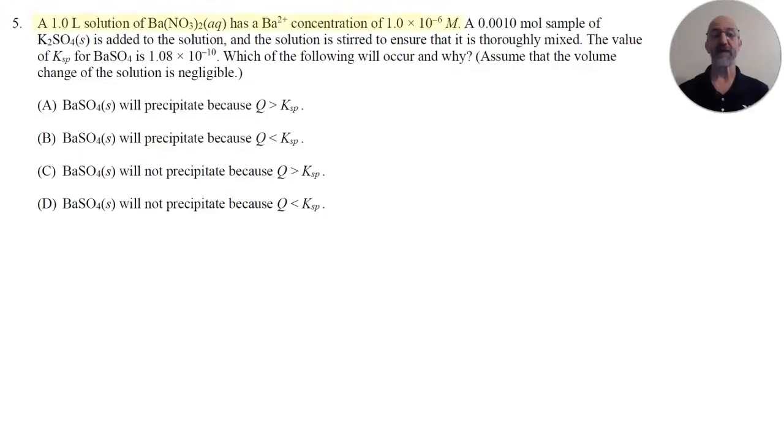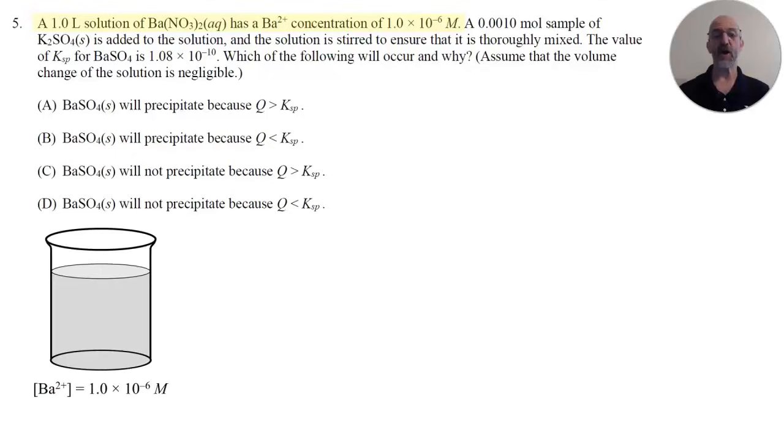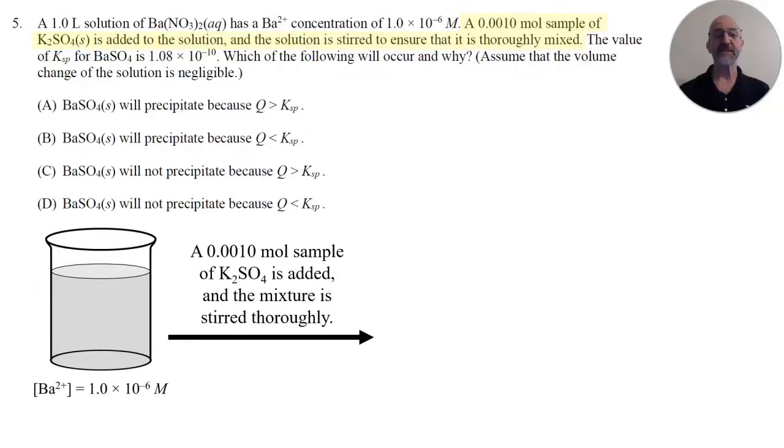It starts off by saying that a 1 liter solution of barium nitrate, which has the chemical formula Ba(NO3)2, has a barium 2+ ion concentration of 1.0 times 10 to the negative 6 moles per liter. So I'm showing you a beaker with 1 liter of solution, and the concentration of the barium 2+ ion is 1.0 times 10 to the negative 6 moles per liter. Now they're going to add something to this beaker, and they're adding a 0.0010 mole sample of solid potassium sulfate.